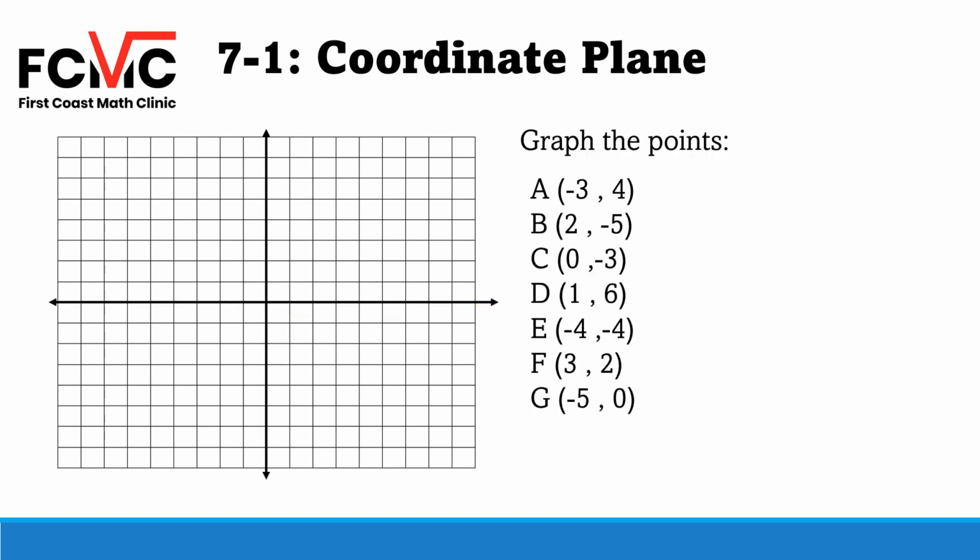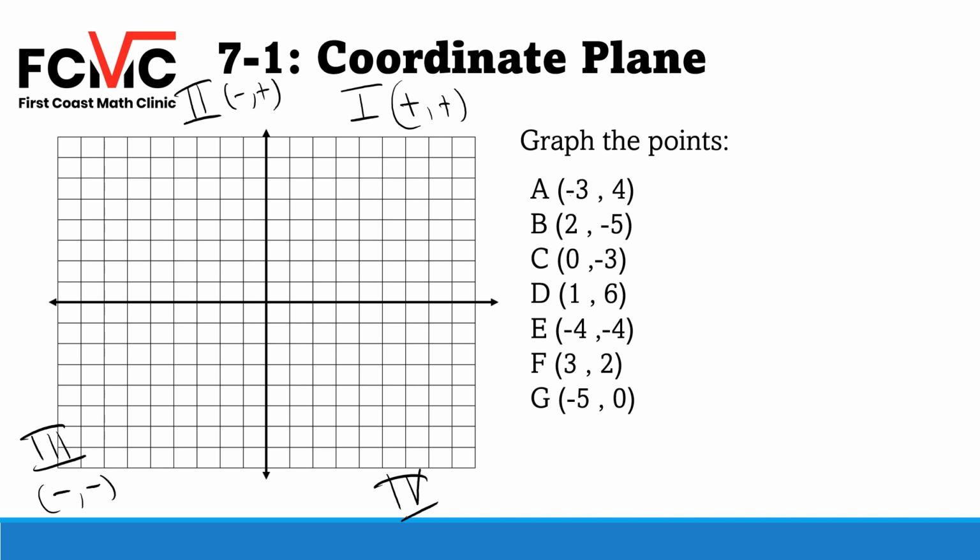All right, last thing I want to do is graph some points. So we've got points A through G. Let's start with A, (-3, 4), and just a reminder of our quadrants, right? Quadrant 1, quadrant 2, 3, and 4. We know quadrant 1 is positive, positive. Quadrant 2 is negative, positive. Quadrant 3 is negative, negative. Quadrant 4 is positive, negative. So we've got a negative, positive, so this has to be in quadrant 2.